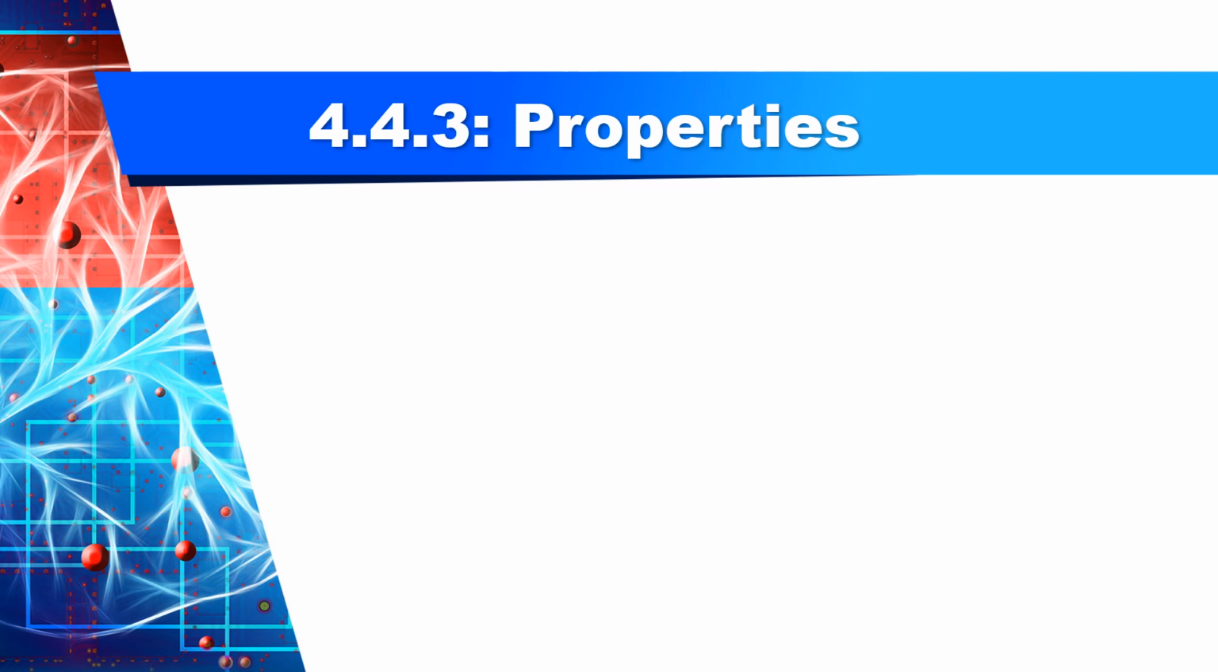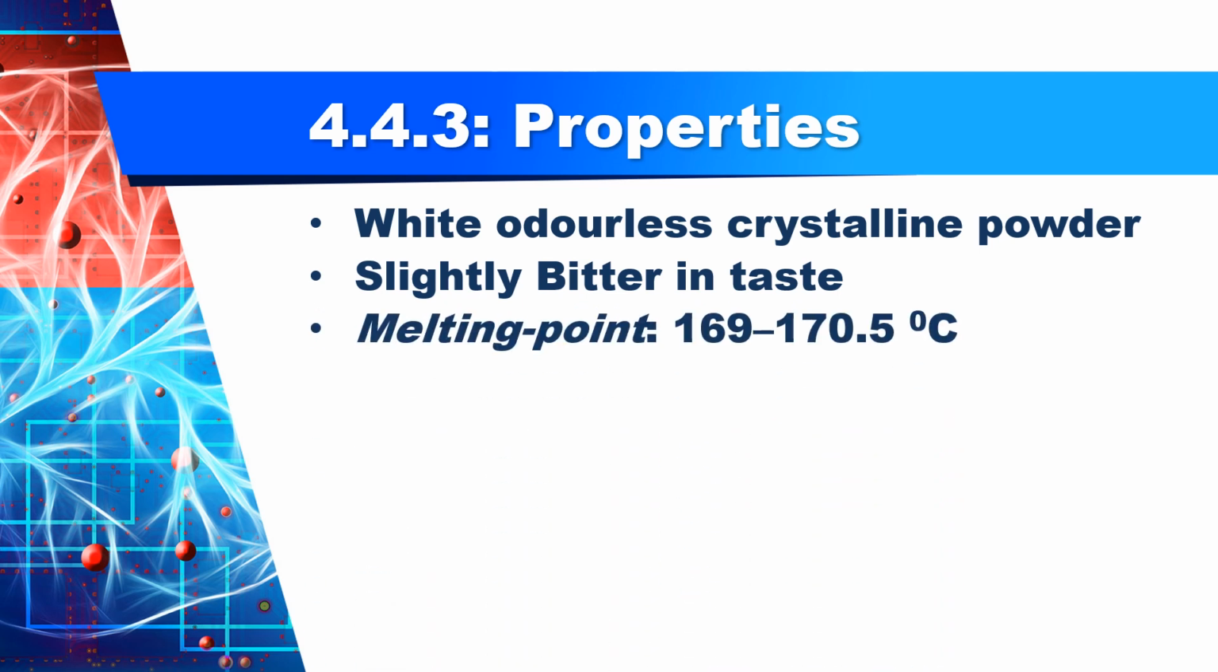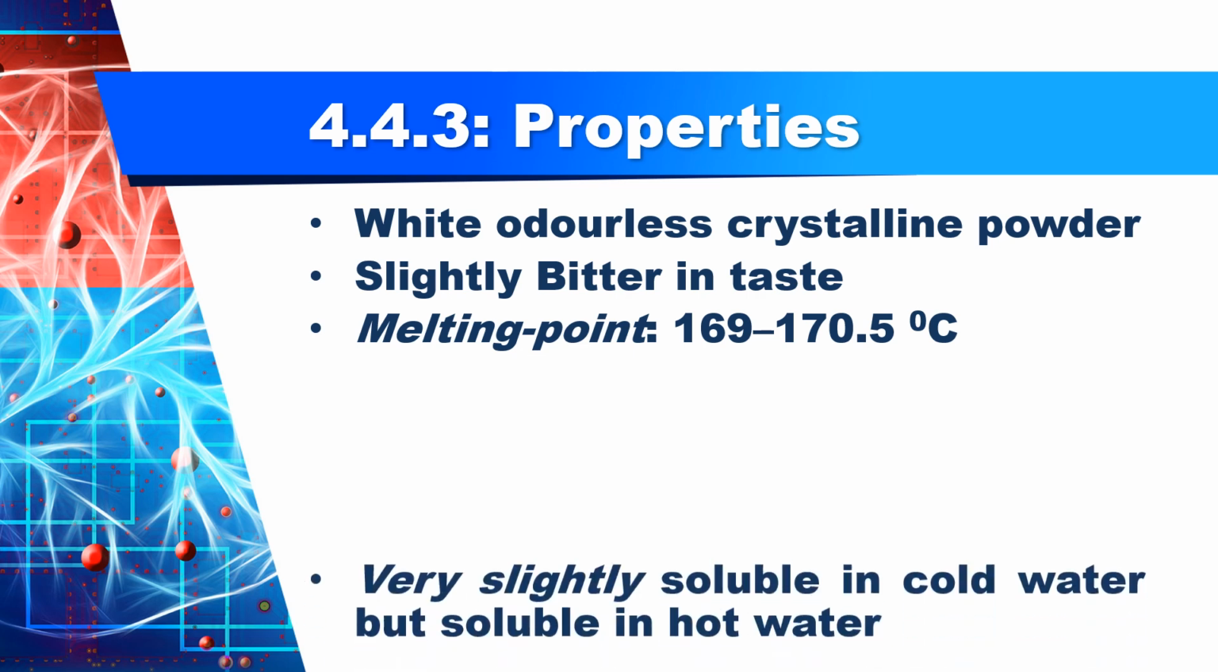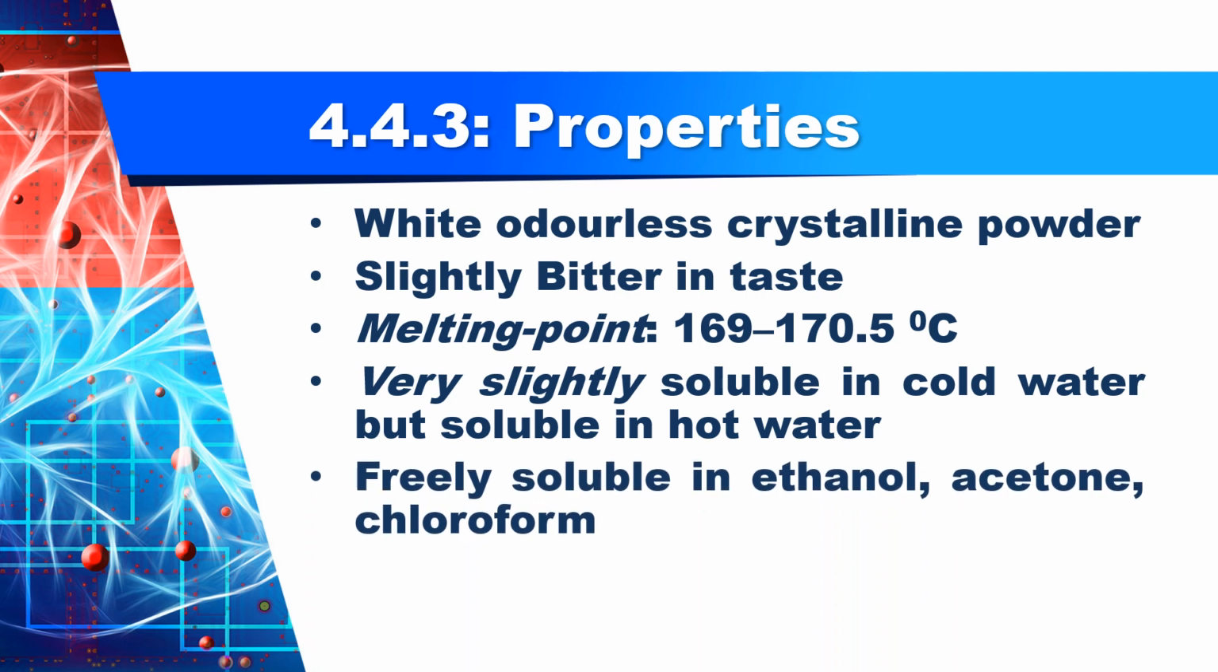Next comes the properties of paracetamol. Paracetamol is a white, odorless crystalline powder which is slightly bitter in taste. The melting point is around 169 to 170.5 degrees Celsius. It is very slightly soluble in cold water, but it is soluble in hot water. It is freely soluble in ethanol, acetone and chloroform and insoluble in diethyl ether.